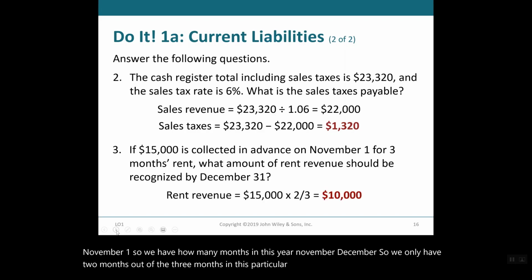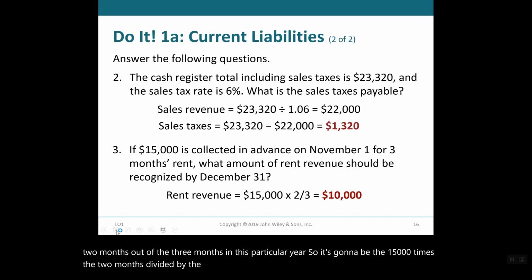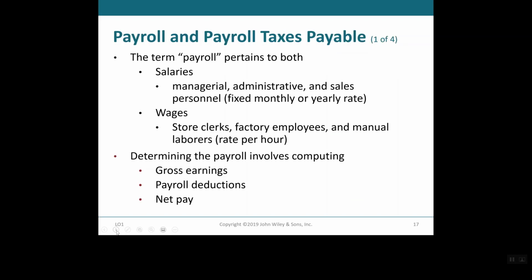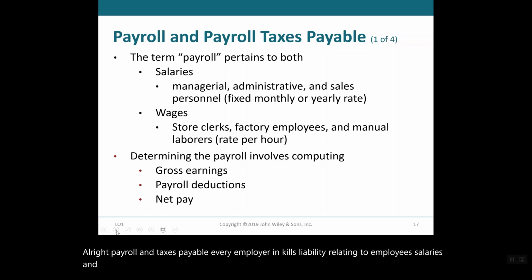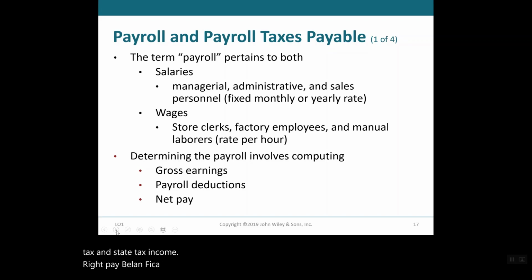So it's going to be the 15,000 times the 2 months divided by the 3 months, which gives us 10,000. All right, payroll and taxes payable. Every employer incurs liability relating to employees' salaries and wages payable, right? They also incur liabilities on withholding taxes, so that includes federal income tax and state income tax payable and FICA taxes payable, required by law to be withheld from the employee's gross pay.